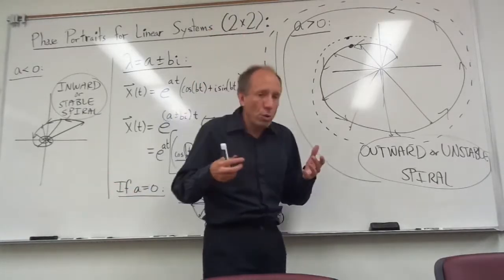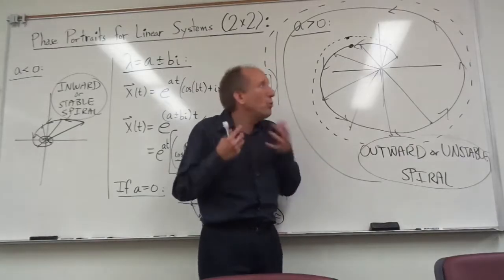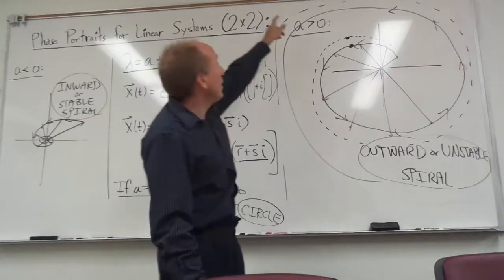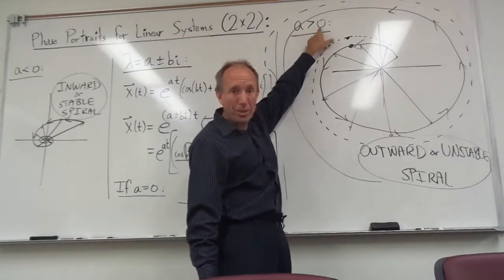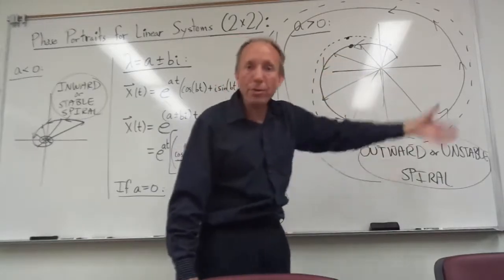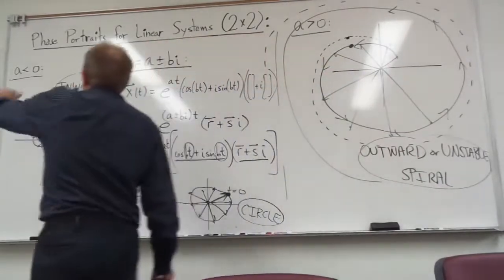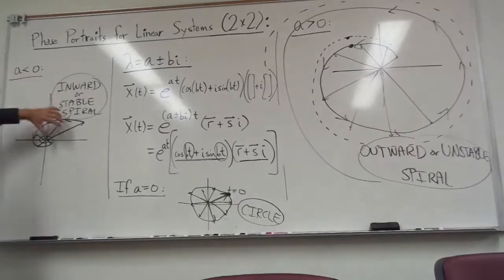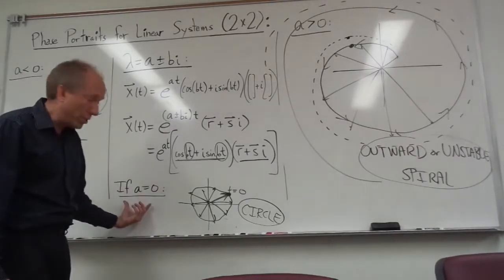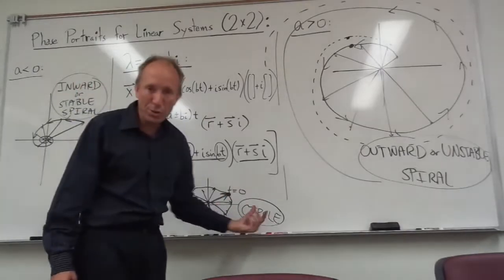So we're not going to dwell on that aspect of it, but I do want you to know that if your eigenvalues are complex and the real part of the complex number is positive, we're going to get an unstable spiral. Okay? If the real part is negative, we're going to get a stable spiral. And if the real part is 0, we're going to get a circle.